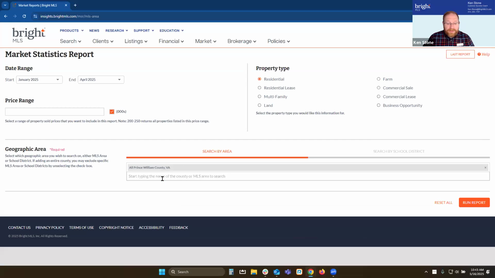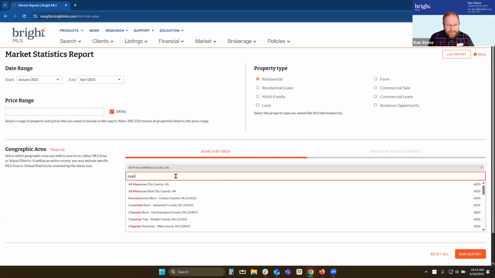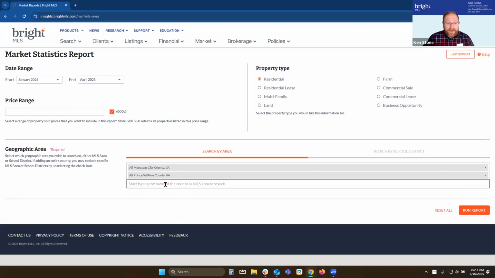Now, a part to note is that I can add additional counties to this area. So if I wanted to add in Manassas City, I can as well, and as well as Manassas Park City. So if I wanted to bring in the entirety of those areas, I can do so. I'm going to leave it at these two for the current moment. Now keep in mind, this is going to combine both of those locations into one search and not segregate them out specifically. I'm going to go ahead and run this report.